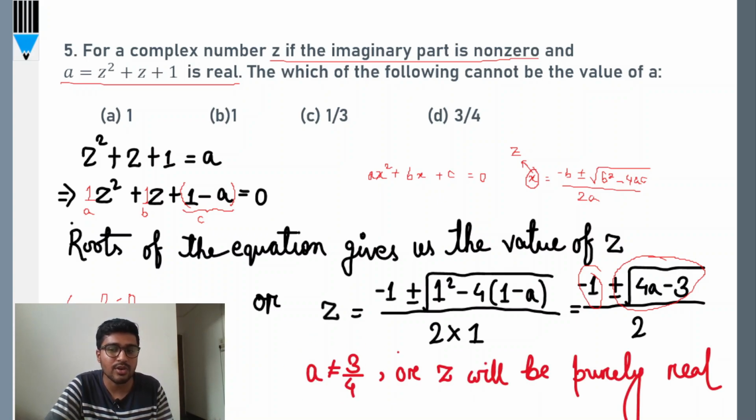If a equals 3 by 4, then z becomes purely real. If a equals 3 by 4, this term will be 0, which is not required in our case. What we need is that the imaginary part must exist. So for the imaginary part to exist, a cannot be equal to 3 by 4. So that is the solution.